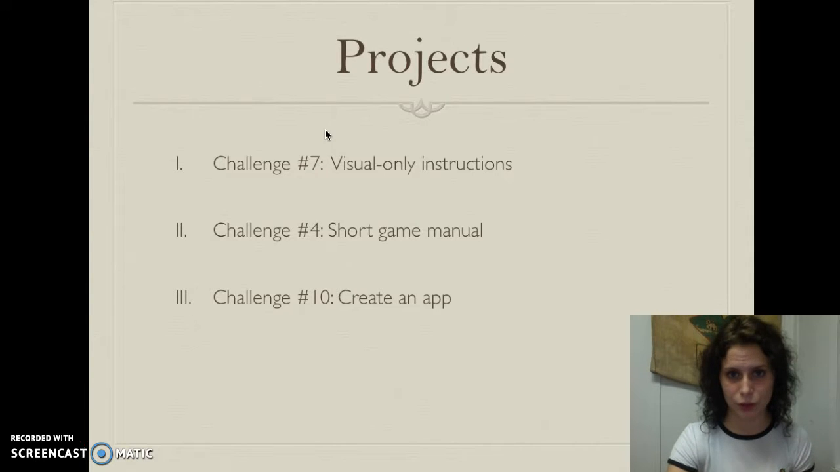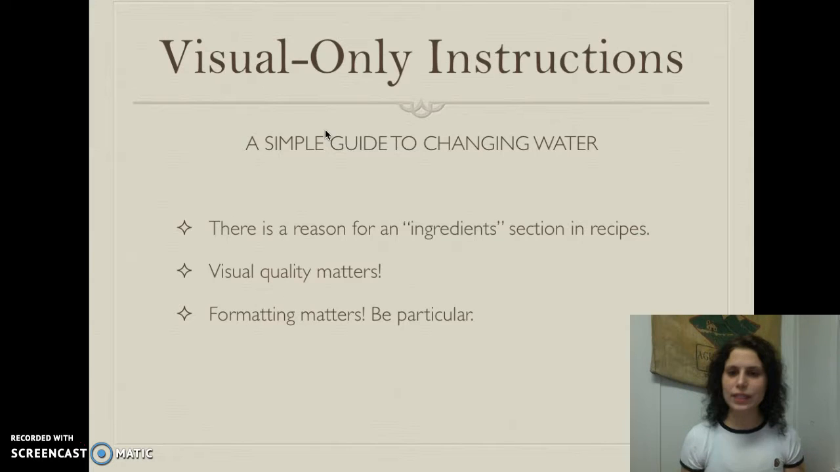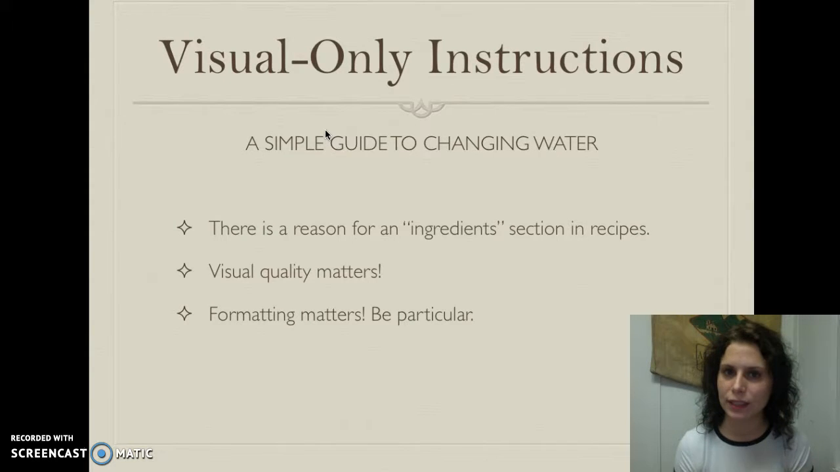Starting with the visual-only instructions, backtracking here, I realized that there's a reason for an ingredient section in recipes. It's because people need to know all of the supplies, everything that is expected of them before they start the process of instruction that you've written.